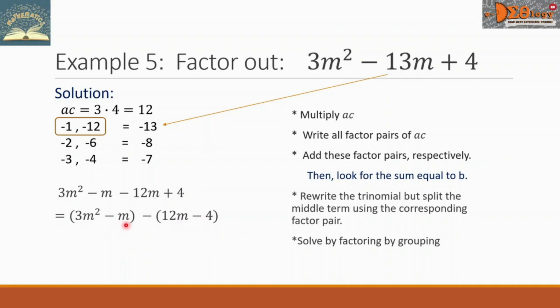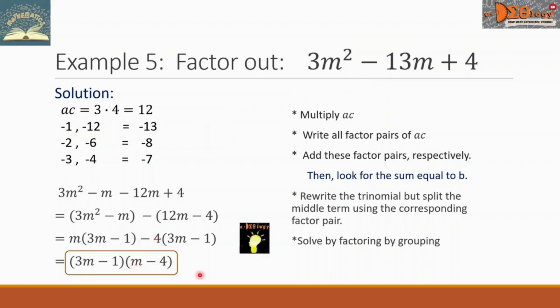In the first group, the common factor is m. So we have m times 3m minus 1. In the second group, the common factor is 4. So we factor it out. What remains is 3m minus 1. We have now these two groups, and the common factor is the binomial 3m minus 1. So we can factor it out. So we have 3m minus 1 times m minus 4. This is now the final answer.